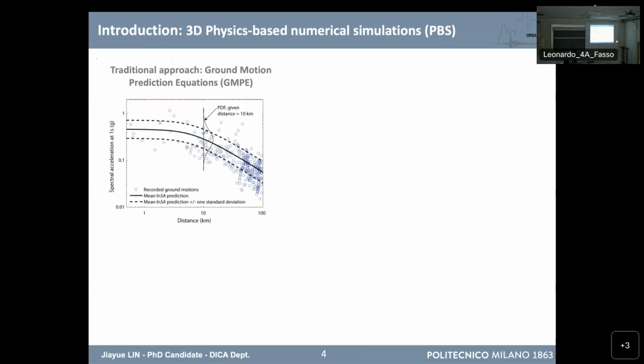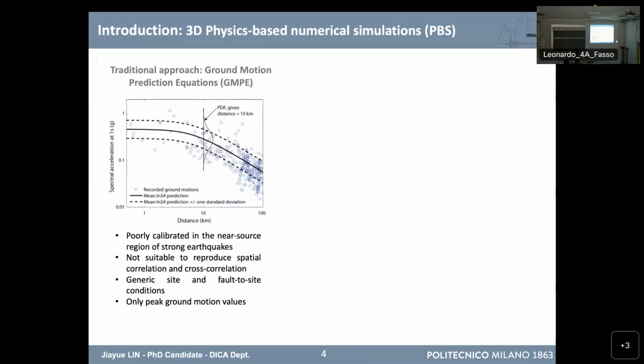For predicting earthquake ground motions, the traditional method is the empirical ground motion prediction equations. They are based on recordings, so they have some intrinsic limitations. They are poorly calibrated in the near-source region, especially for strong earthquakes, and they are not suitable for producing spatial correlation and cross-correlation. They are also too generic, and they only provide peak ground motion values. Simply put, this method is mainly based on recordings, and recordings are not always available everywhere. So it cannot give region-specific and scenario-specific earthquake ground motions for the area that we are interested in. These are the main limitations.